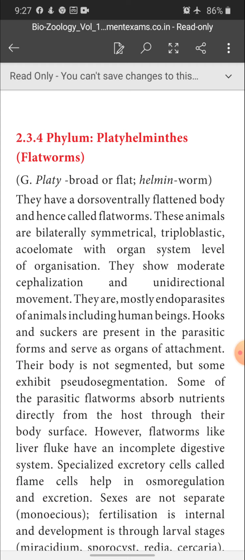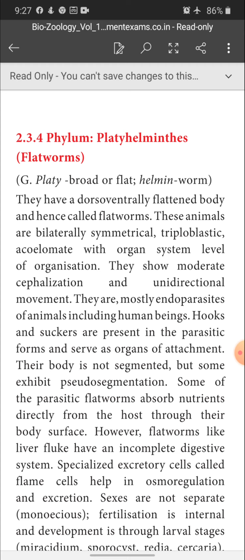That's why this phylum is named what? Platyhelminthes, right? These animals are bilaterally symmetrical. You know very well what is meant by bilaterally symmetrical. That is, the body is divided into two equal halves in one plane alone. And this is called bilaterally symmetrical.